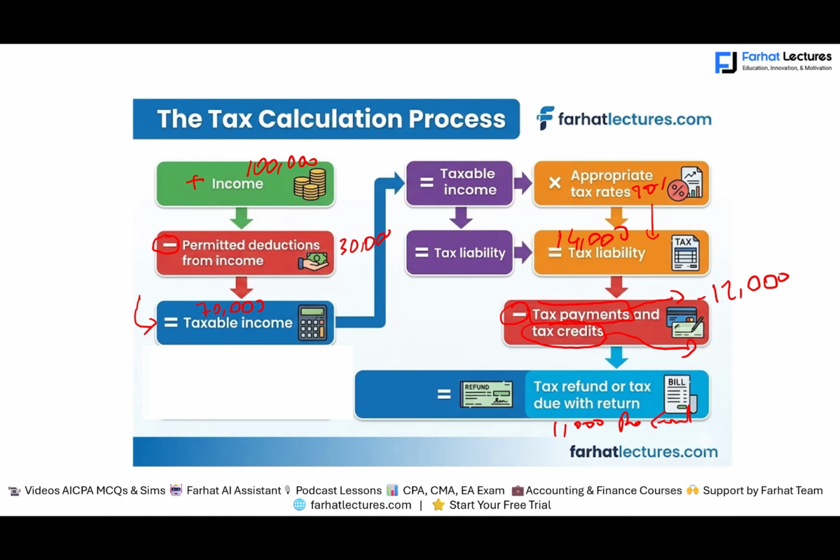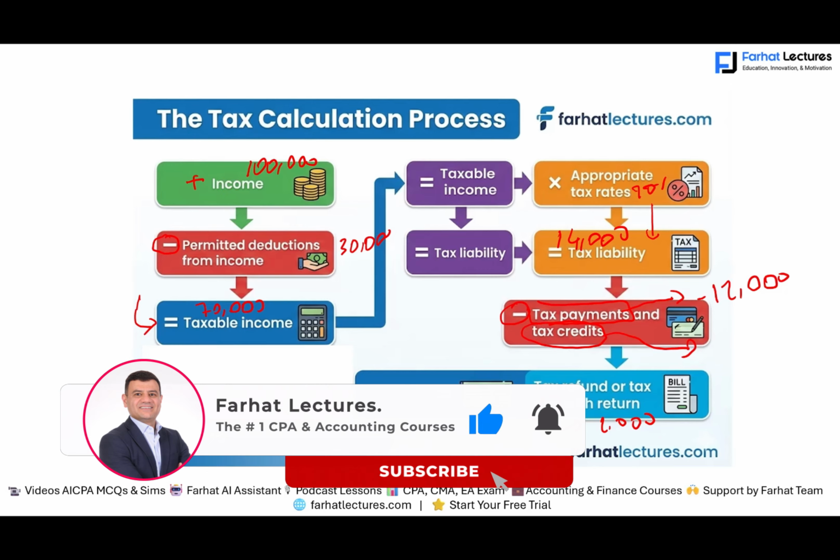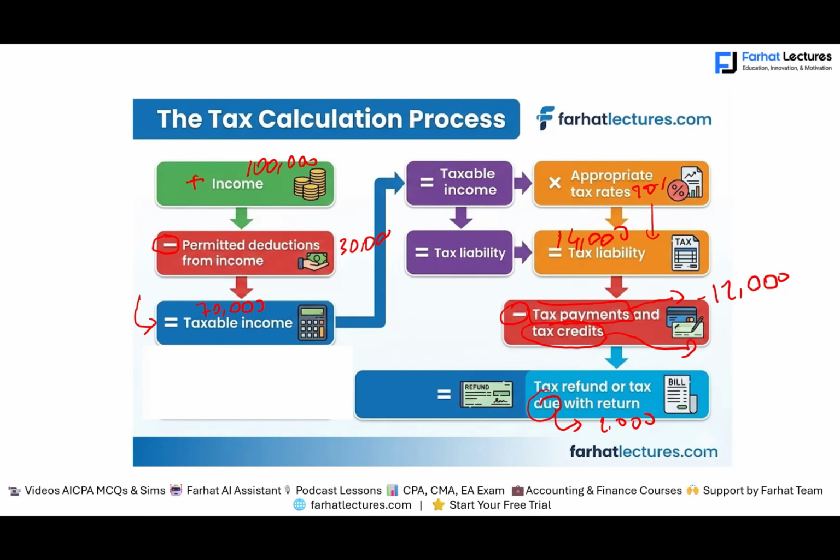Let's assume we did not have a credit. We only paid 12,000 from our wages. Then we have a tax due of 2,000. And this is the whole income tax course in 2 minutes. But we have to look at income, permitted deductions, taxable income, how to compute the percentage, how to compute the tax liability, what's considered a tax payment, what's considered tax credit, and so on and so forth. This is what we will discuss.